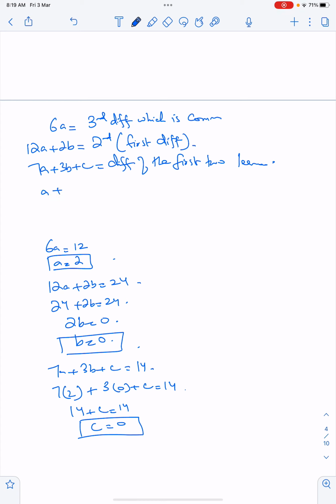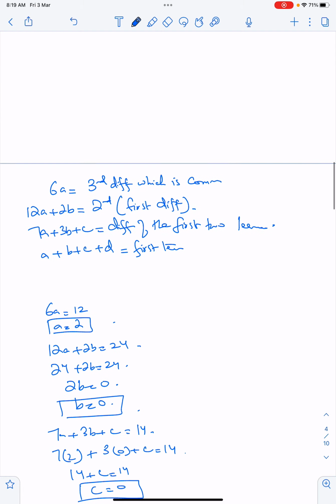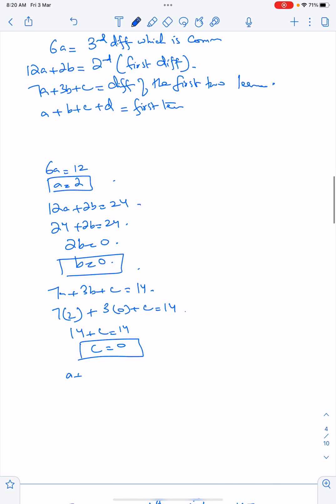Lastly, we write a plus b plus c plus d equals the first term. The first term of the sequence is 2. So a plus b plus c plus d equals 2. Plug in the values of a, b and c: 2 plus 0 plus 0 plus d equals 2. So d turns out to be 0 once again.